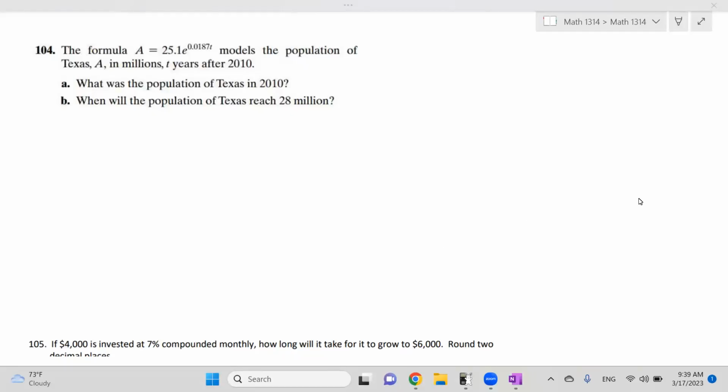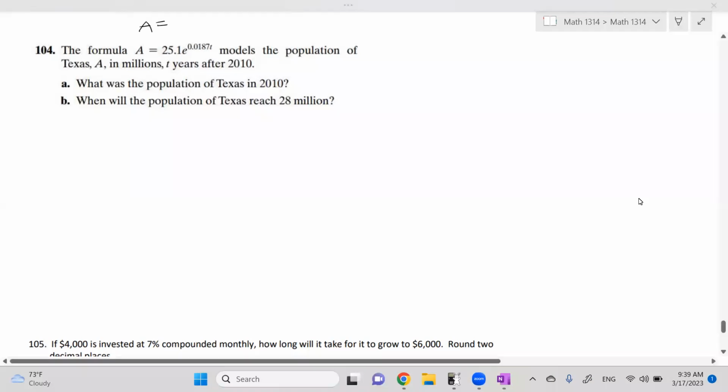Let's see, 104. The formula A equals 25.1 e to the 0.0187t models the population of Texas. A is in millions, t years after 2010. This formula, the A, is continuous compounding. We have learned continuous compounding: A equals P times e to the rt. Now the principal, the initial amount, is 25.1. It has r, it also has a t.